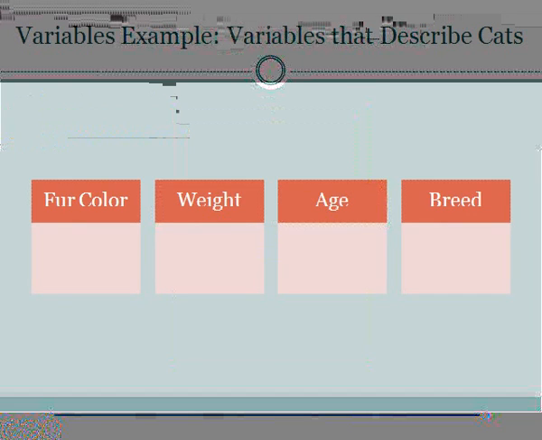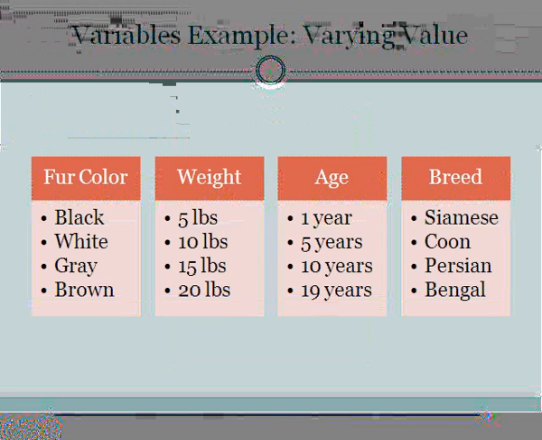For example, consider the following variables that describe cats. The variables are fur color, weight, age, and breed. Each of these is an attribute of a cat, and the attributes can vary in value. For example, fur color may be black, white, gray, or brown. Weight may be 5 pounds, 10 pounds, 15 pounds, or 20 pounds. Age could be 1 year, 5 years, 10 years, or 19 years. And breed could be Siamese, Maine Coon, Persian, or Bengal, to name a few.